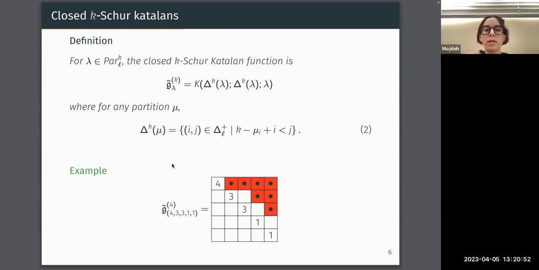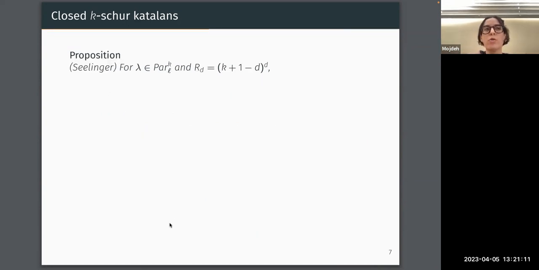And multiplying these guys together and then writing down what that looks like in terms of the closed K-Schur Katalans is hard to do in general. We know it can be done because, as I mentioned, they're a basis, but the structure coefficients are not obvious at all. But the first non-trivial expansion that was done with them was by Seelinger in his PhD thesis. And here's what he said.